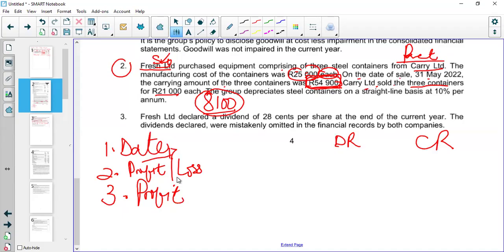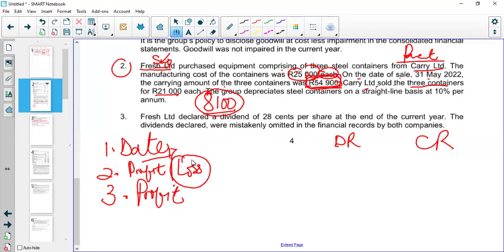The account which was debited gets credited. The account which was credited gets debited. So it's just the opposite of the opposite accounts, right? They swap around. A debit becomes a credit, becomes a debit in the case of a loss.